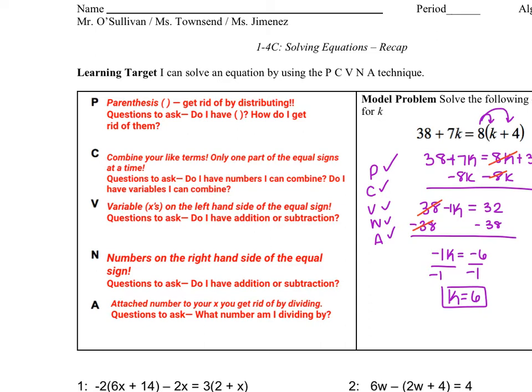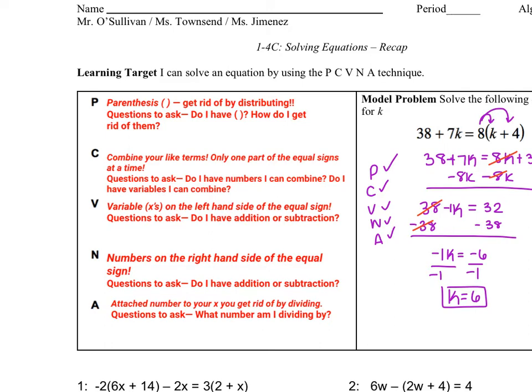C stands for combine your like terms, only one side of the equal sign at a time. The questions we have to ask ourselves: do I have numbers that I can combine, and do I have variables that I can combine? The V stands for variables on the left-hand side. Questions to ask: do I have addition or do I have subtraction? Because you have to do the inverse operations. The N stands for numbers on the right-hand side of the equal sign, so questions again: addition or subtraction?